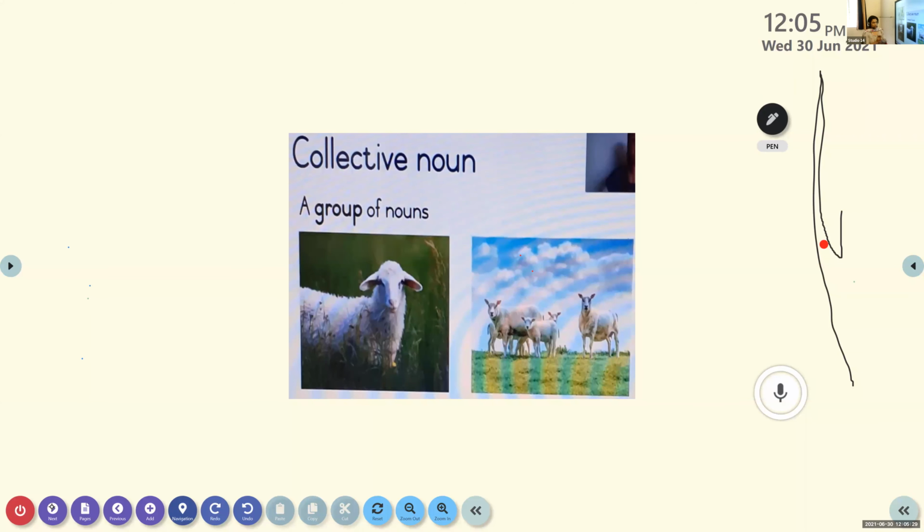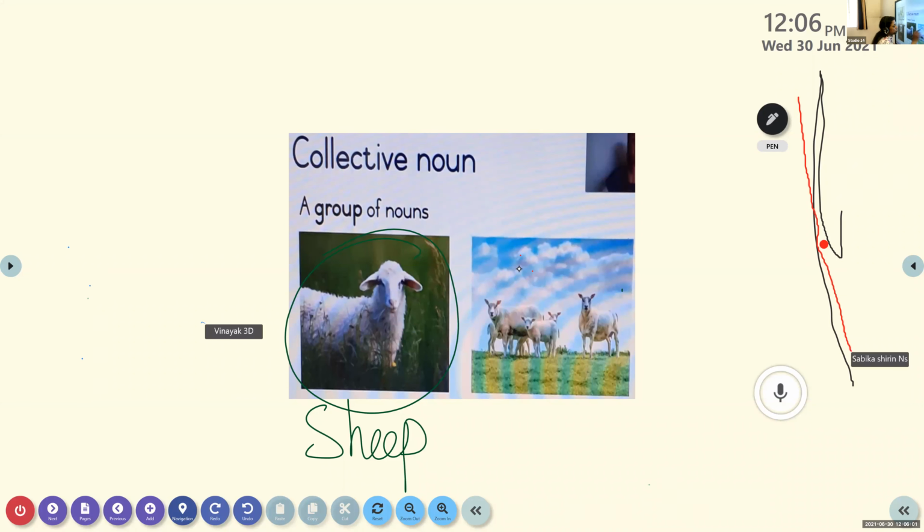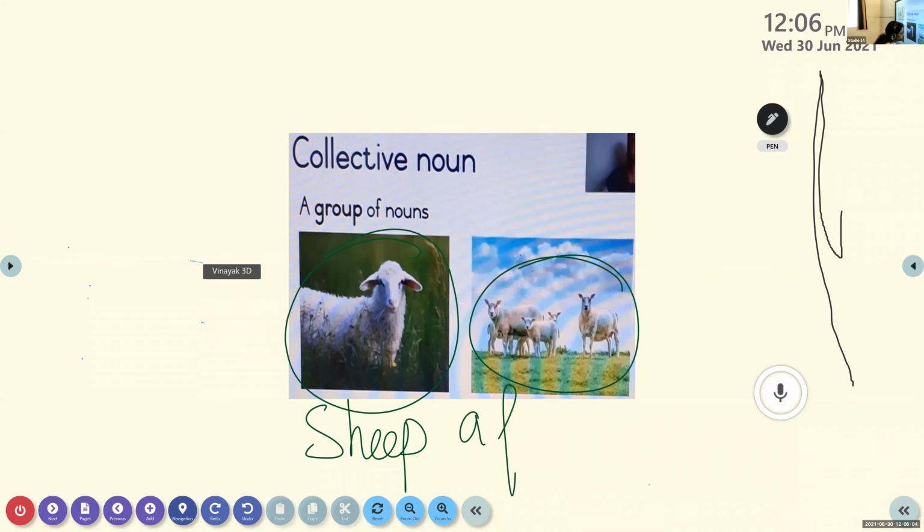All these we have already seen. One animal is a common noun, so it is a sheep. When it comes to a group, we have to use the collective noun. A group of what? A group of sheep. We don't say a group of dogs like that. For a group, we use a collective noun. For each common noun, we have a specific collective noun. So what collective noun do we use for a group of sheep? We say a flock of sheep. Flock is a collective noun used to refer to a group of sheep.